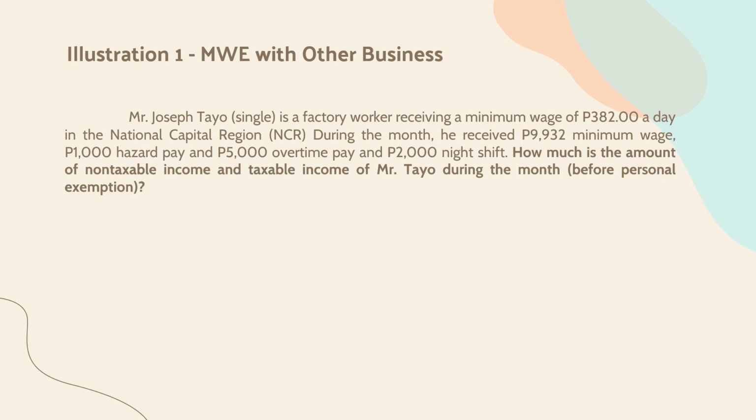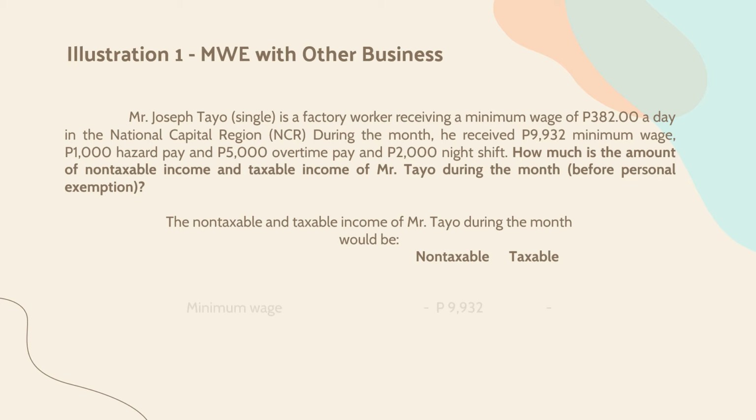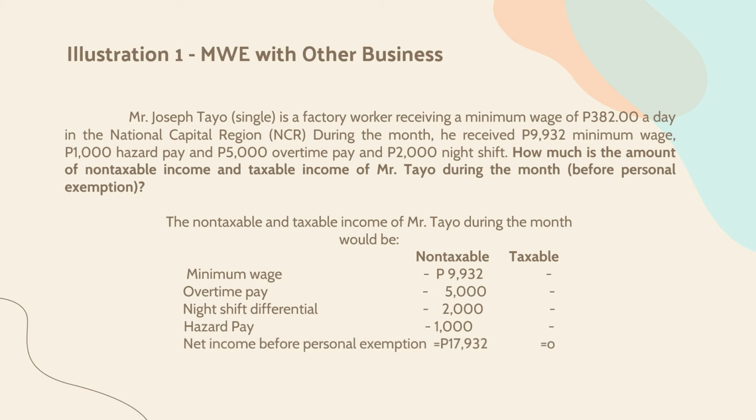The question is, how much is the amount of non-taxable income and taxable income of Mr. Tayo during the month? The total of his non-taxable income is 7,932 while taxable income is 0. Why? Since Mr. Tayo is a minimum wage earner and has no other income other than those subject to final tax, all of his income earned is non-taxable and consequently not subject to withholding tax.